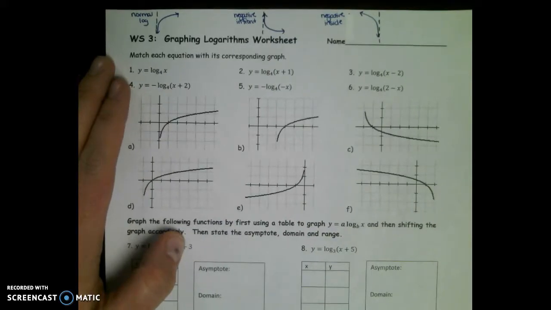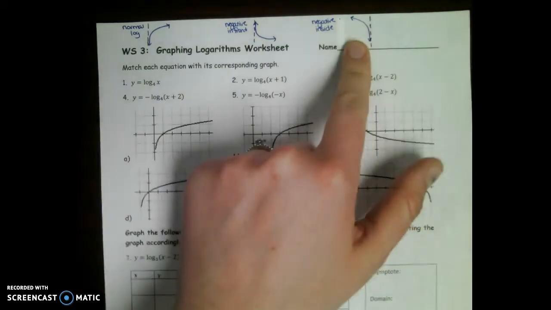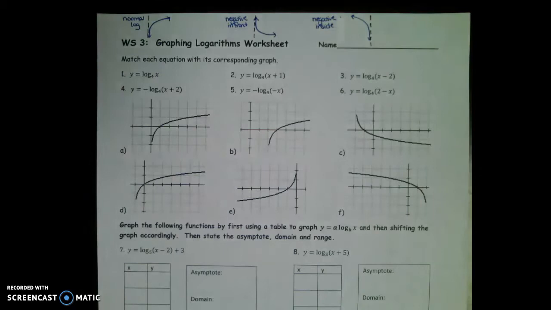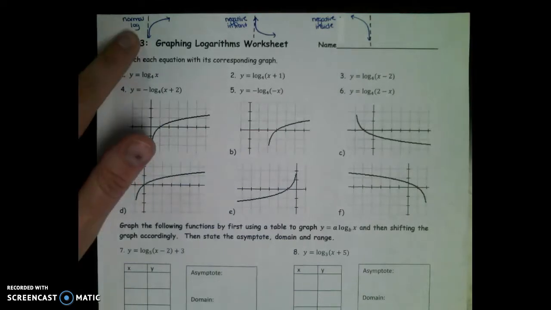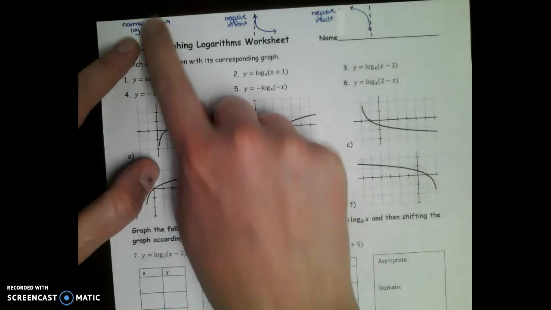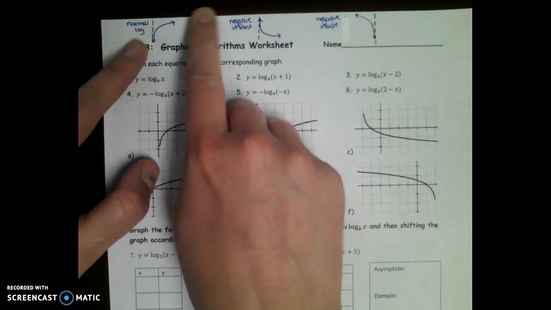So on your assignment, at the top, I wrote 3 pictures that are going to help you with the assignment. So if you want to kind of take a glance at those for a minute. This is a normal logarithm. A normal logarithm is on the right side of an asymptote. It starts close to the asymptote and curves up and to the right.